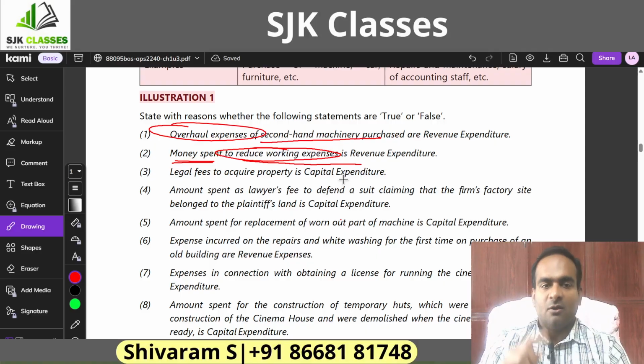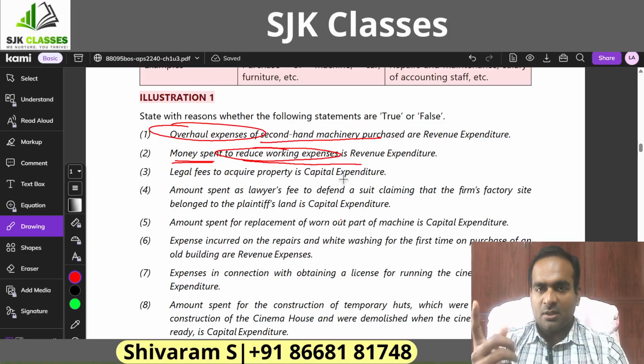So what is the answer? Without incurring the legal expenditure, legal fees, will you be able to bring the asset to usable condition? Answer is no. We can't use the asset. To use the asset, the documentation has to be in our name. So for doing all this documentation, I am paying some legal fees. So legal fees is a capital expenditure or not? Answer is yes. Answer is true. So the third question, the answer is true because without incurring this expenditure, I will not be able to use the asset.